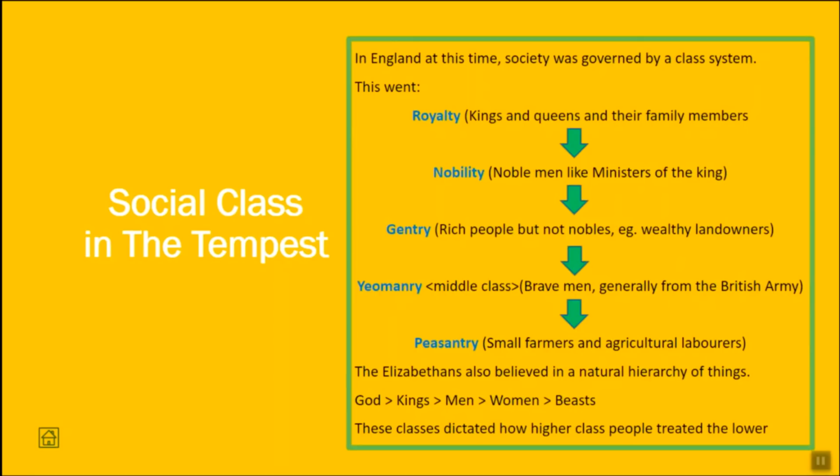The Elizabethans also believed in a natural hierarchy of things, like God is at the top, then kings, then men, then women, and at last the beasts. These classes dictated how higher class people treated the lower class. Now, these are the few things which you should have known as a background before the play begins. Please take a note of this chart. It will come in handy as we study Act 1, Scene 1.